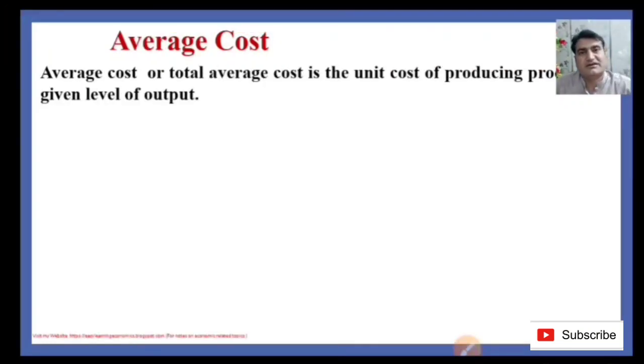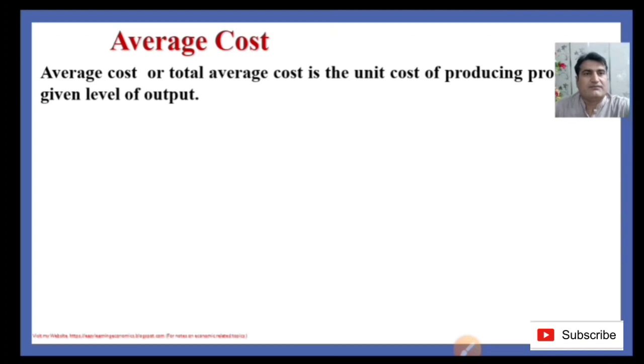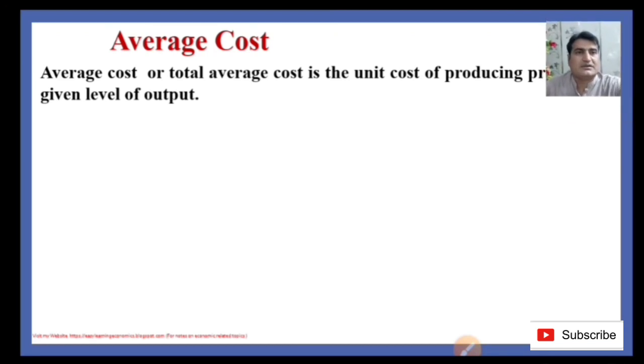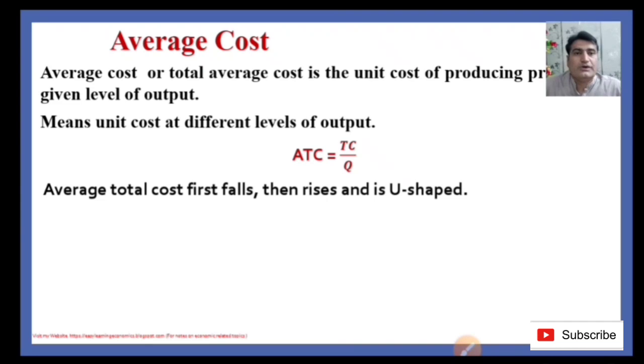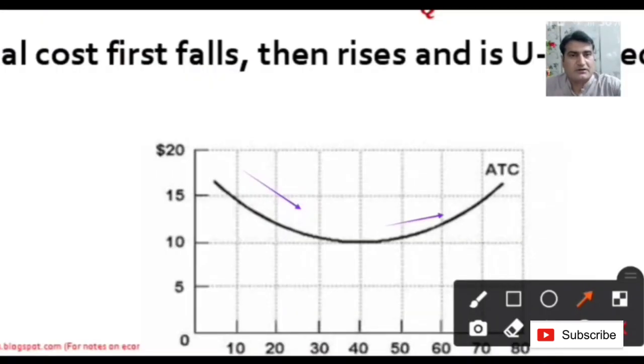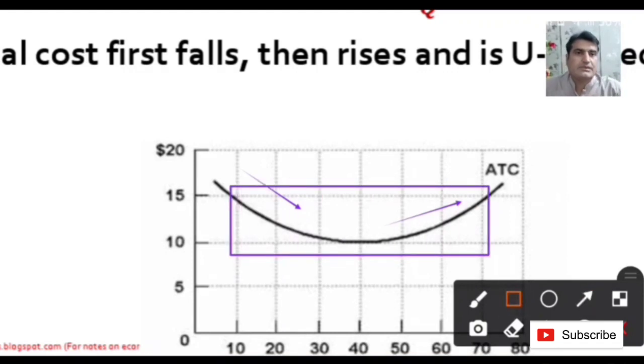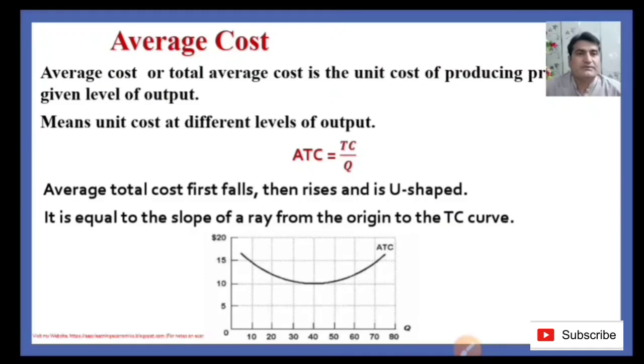So what is the average cost? Average cost, or average total cost, is the unit cost of producing a product at a given level of output. So average cost is the per unit cost. The average total cost is equal to total cost divided by total quantity. Average total cost first falls, then rises and is U-shaped. This average cost first falls, then starts to rise and it becomes U-shaped like this. It is equal to the slope of the ray from the origin to the total cost curve.